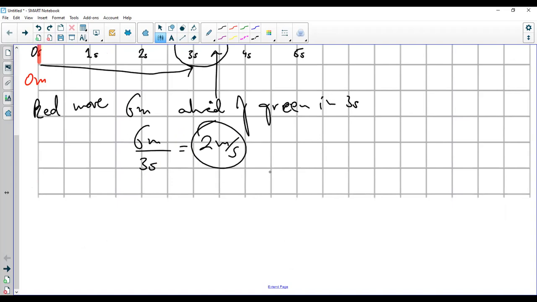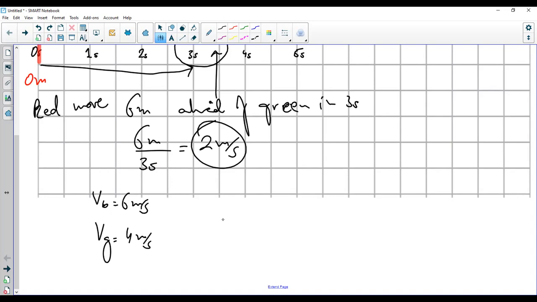But there's an easier way to find the relative speed. We have the speed of the red. Sorry, I mean the blue and the green. We have the speed of the blue. What was the speed of the blue? It was 6 meter per second. And what was the speed of the green? It was 4 meter per second.